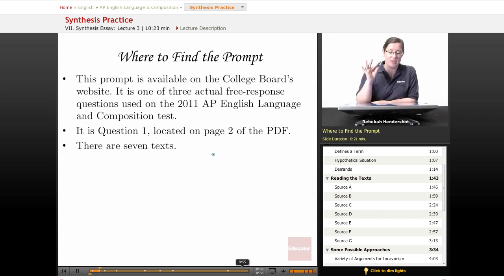Alright, this prompt is available on the College Board's website. It is one of 3 actual free response questions used on the 2011 AP English Language and Composition test. We'll take the 2012 questions at the end of this course. This is question 1, located on page 2 of the PDF, and there are 7 texts that go with it.